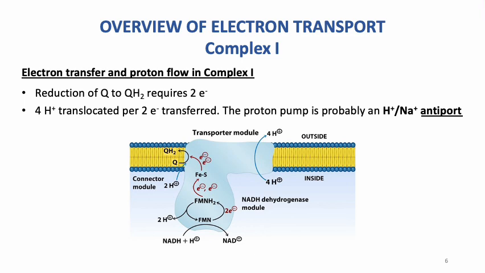And every 2 electrons passing in the system will be accompanied by pumping 4 protons to the other side of the membrane. It's believed that there is a proton pump, which is possibly an H plus and A plus antiport pump, that is located in this membrane, and that results in pumping of these protons to the other side of the membrane.